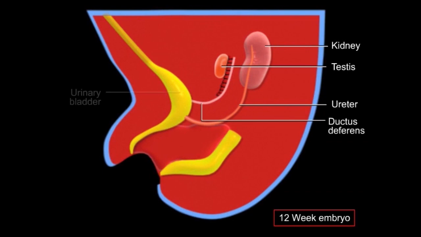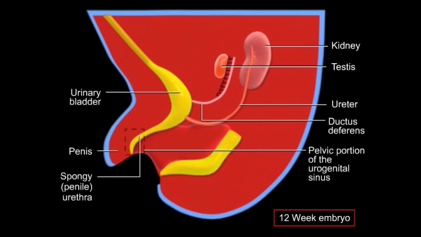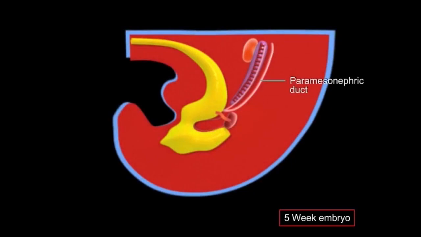In males, the urethra is formed from the urogenital sinus and ectodermal cells of the glans penis. In females, the urethra is formed entirely from the urogenital sinus.